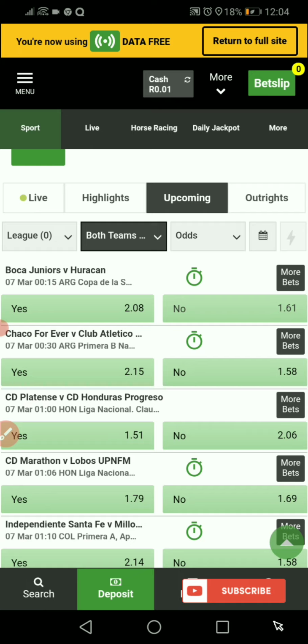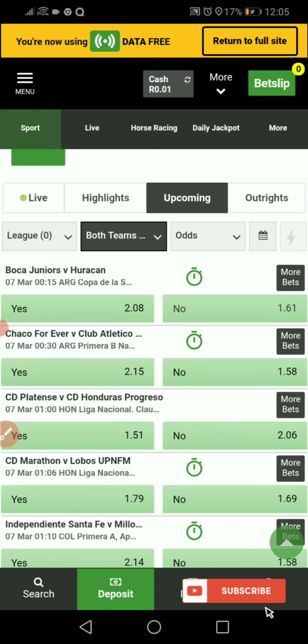What you're trying to say? You mean all the teams will score during the match? No team is going to have zero? You're trying to say that when you choose both teams to score, when you choose yes, both of the teams will score in the match. Yes.